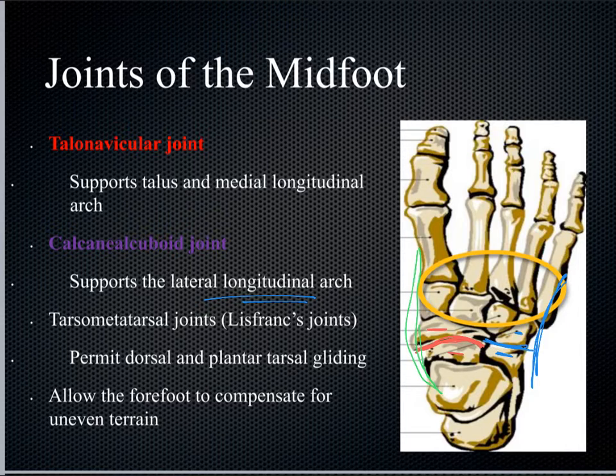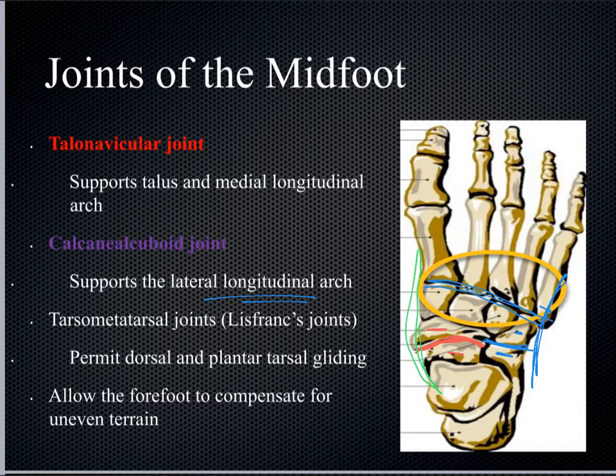What we know about the last joint that we're going to talk about, which is circled on the slide, is the tarsal metatarsal joint. That is the articulation between the distal tarsals and the proximal metatarsals. See that there? And it is called the Lisfranc joint. Most often what we know about this is it allows the tarsals and the metatarsals to glide across one another. Again, it's responsible for allowing the foot to compensate or to adapt to uneven terrain.